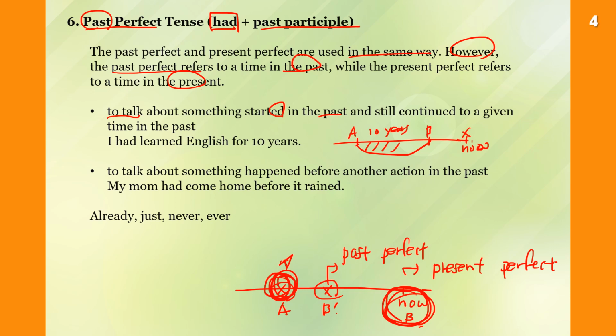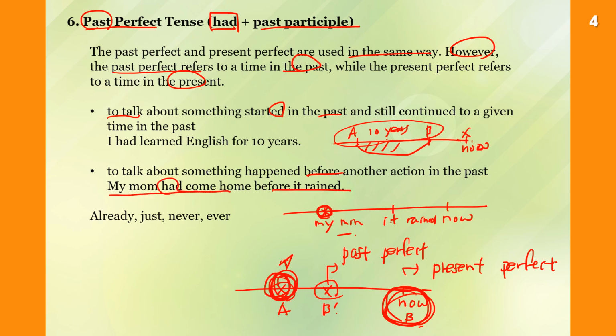We use past perfect to talk about something that happened before another action in the past. Now look at this. My mom had come home before it rained. So here it's now, and then it rained. And here my mom came home. So this one, you pay attention to the first one. My mom had come home before it rained. So when you use past perfect, already, just, never, ever, these expressions can be used together.